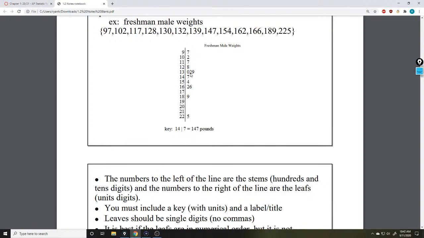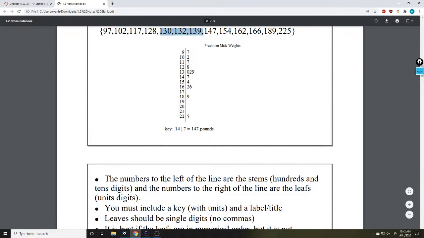Leaves should be single digits. We want it to be in a similar way that the dots represented a person. We wanted each digit to represent a person. So this 0, 2, and 9, that's not 13,029. That is someone has 130, someone is 132 pounds, someone is 139 pounds. You can see that in the data. That's these three numbers put out as digits. So you can see that there's 3 numbers in the 130.